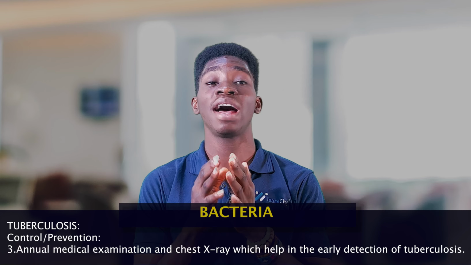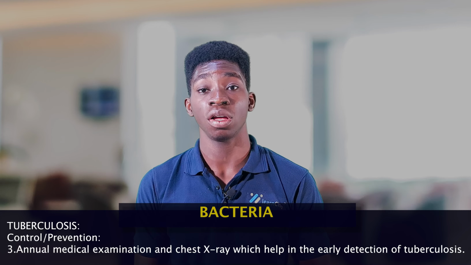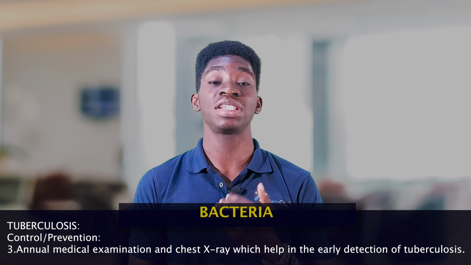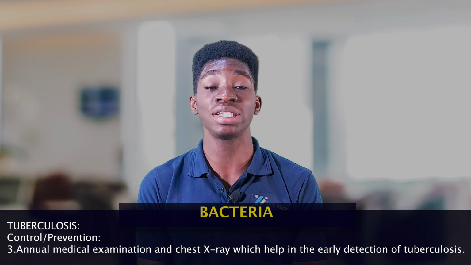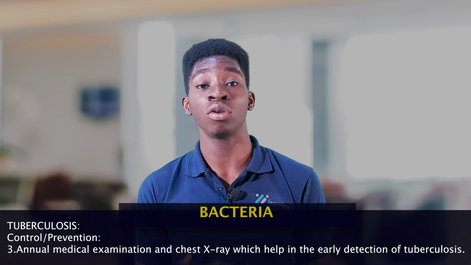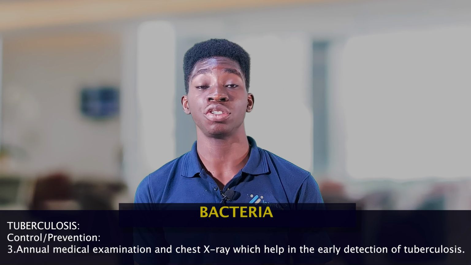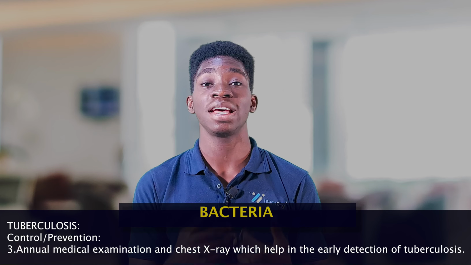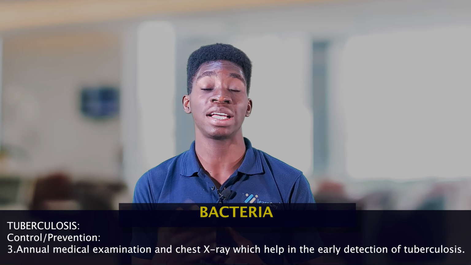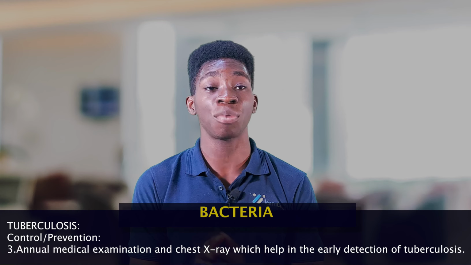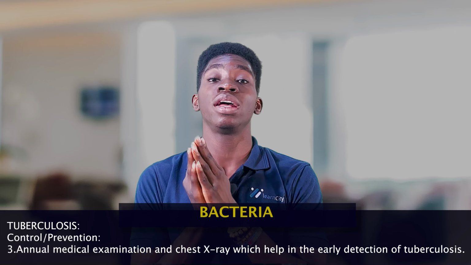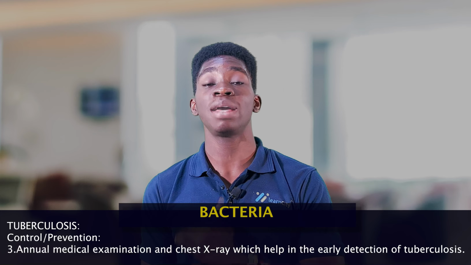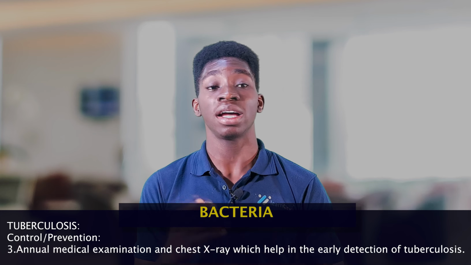Also, we need to have annual medical examinations and chest x-rays. That can help in detecting tuberculosis early, and if it is detected early, we can prevent it from spreading to other people. When we x-ray the chest, we can detect if there are any lesions, and the treatment can start promptly and prevent other people from contracting the disease. Also, we have to isolate and hospitalize infected persons to prevent them from spreading the disease to other people.